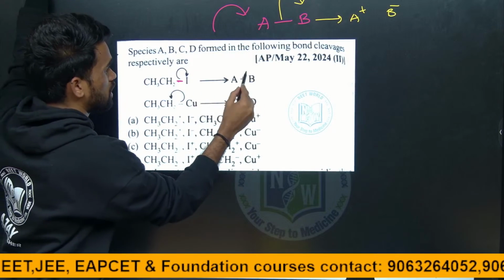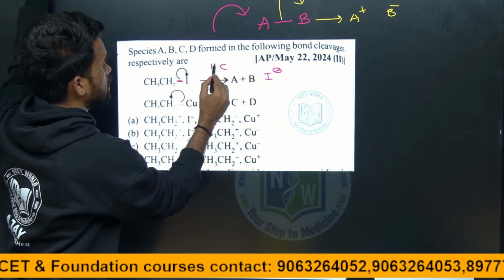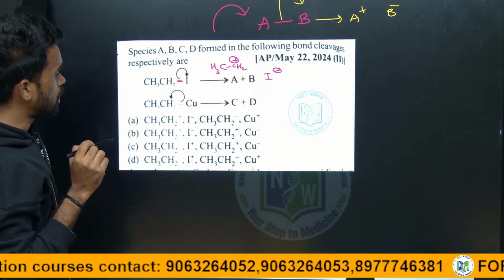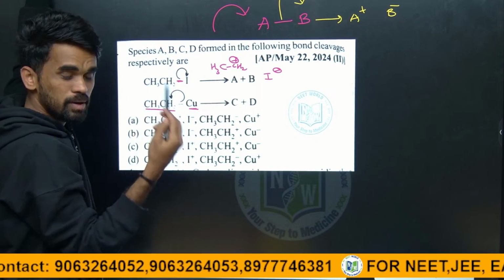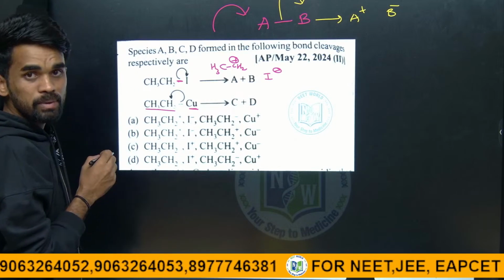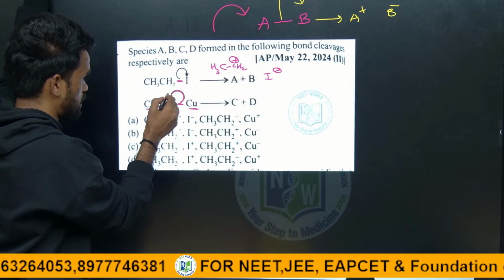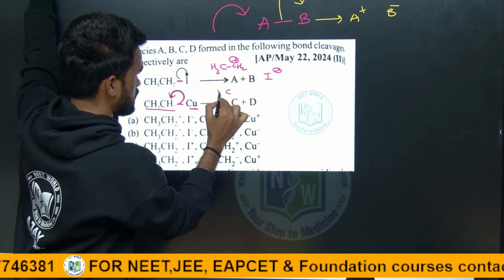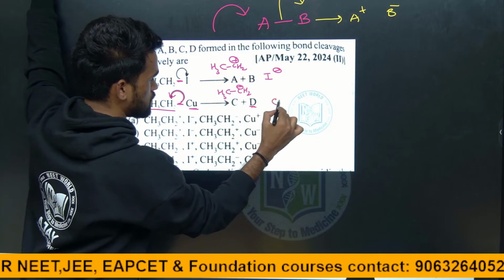Therefore, I minus we will be getting, B will be I minus, and A will be CH3 CH2 plus. I hope this is clear. Now, here copper is attached to the alkyl group. We know copper is a metal which is attached to a non-metal. Therefore, these electrons will be shifted only towards the non-metal, the carbon side, and create CH3 CH2 minus here, and D will be Cu plus.